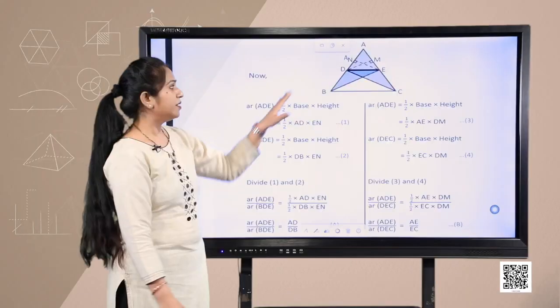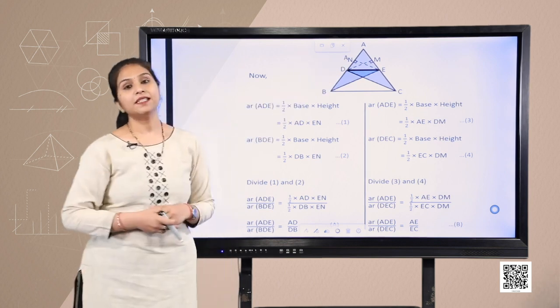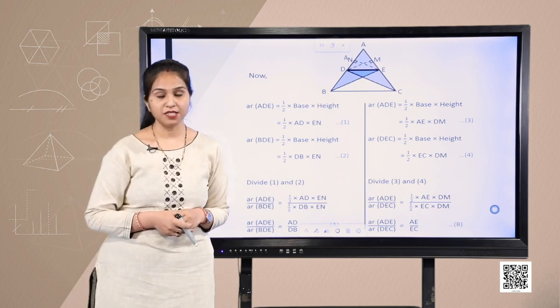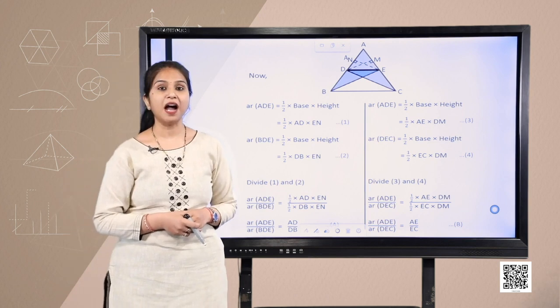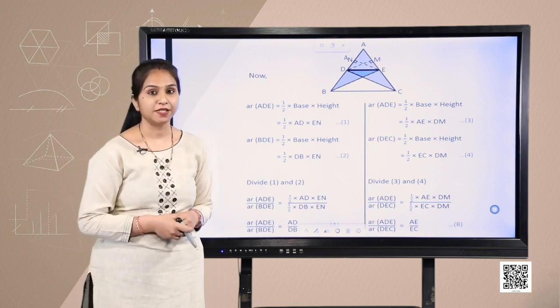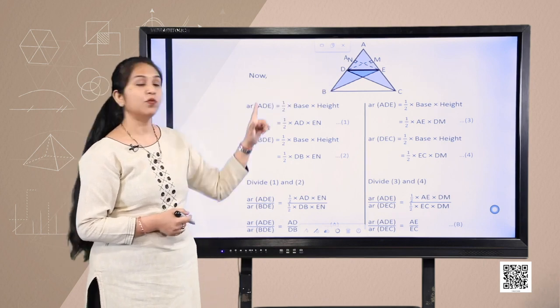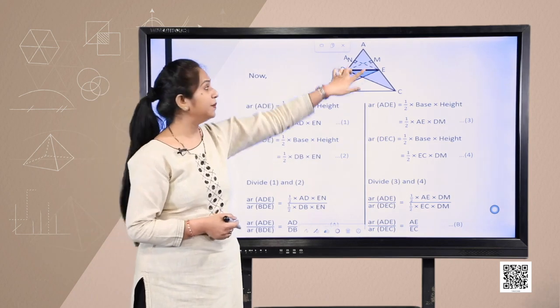So children, first of all, see triangle ADE. What is the area of a triangle? How will we calculate the area of a triangle? We know the area of a triangle is calculated by using the formula half into base into height. For this triangle ADE, you can see what the base will be. Base is AD and height will be AN.